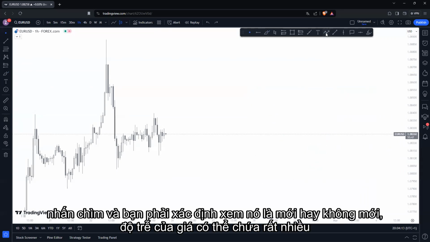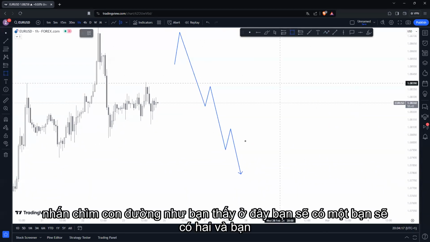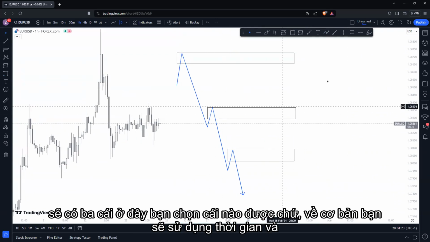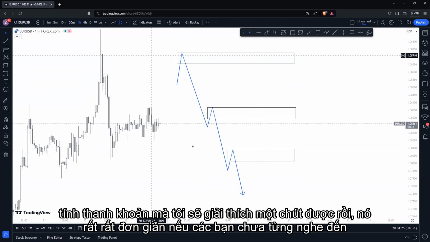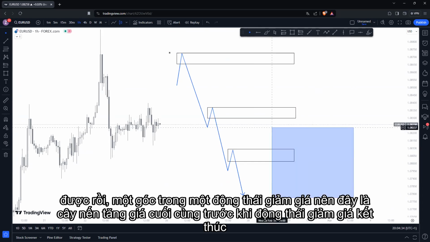Now, a leg of price can contain a lot of engulfs down the way. As you can see here, you're gonna have one, you're gonna have two, and you're gonna have three right here. Which one do you pick? Okay, basically you're gonna use the timing and liquidity that I'm gonna explain in a bit. Okay, it's very, very simple. If you guys never heard of these terms, I'm gonna try to simplify it as much as possible and answer all your questions.